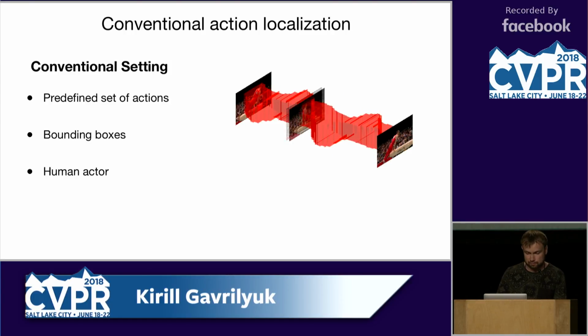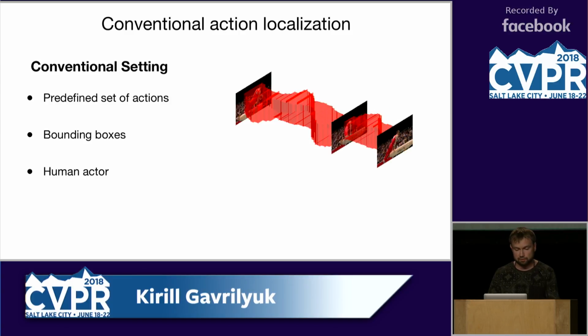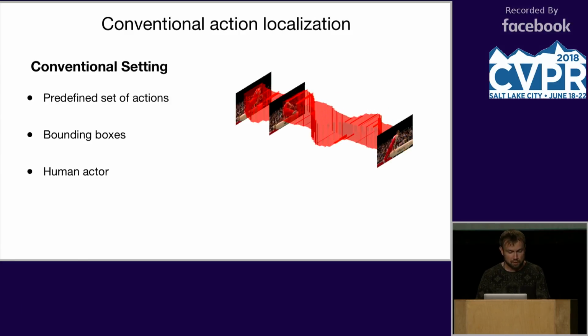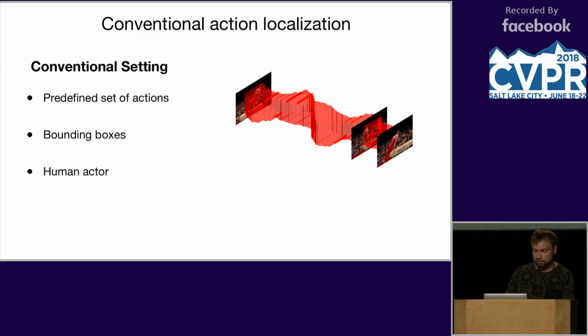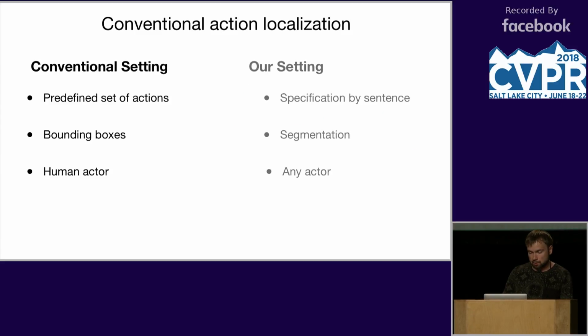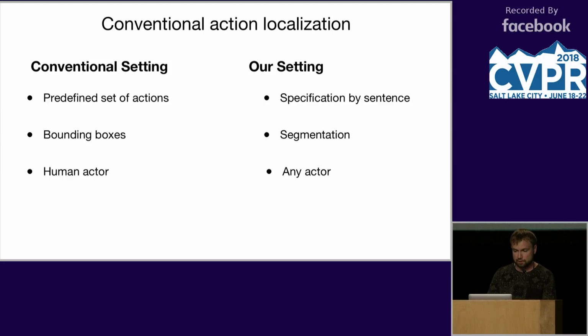In the conventional action localization setting, we have a predefined set of actions. We want to localize objects with bounding boxes, and most of the time we concentrated only on a human actor. Differently, in our setting, we use specification by sentence, so we have an open vocabulary textual description. We prefer to do segmentation instead of bounding box localization. And we also work with any actor types, not only humans.